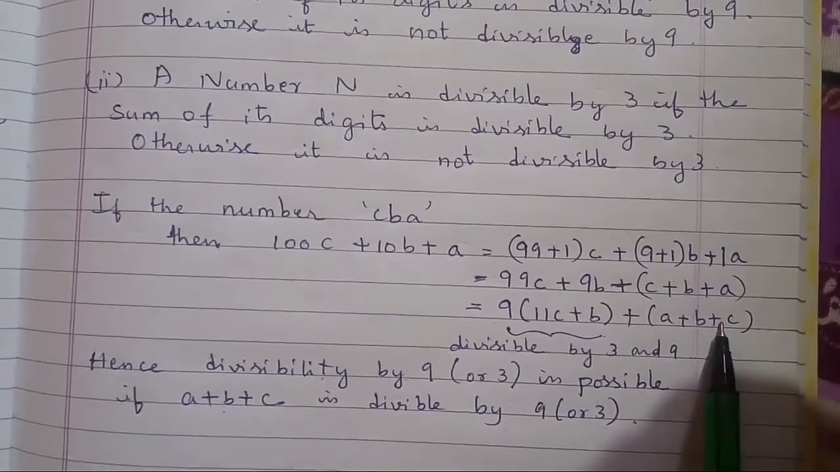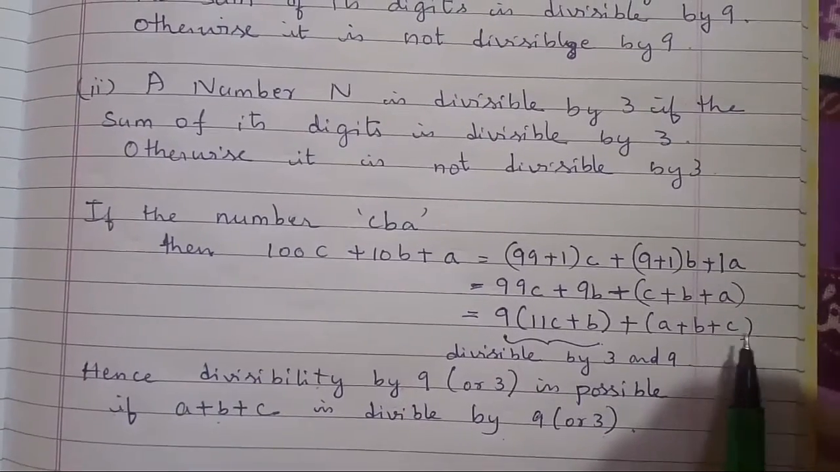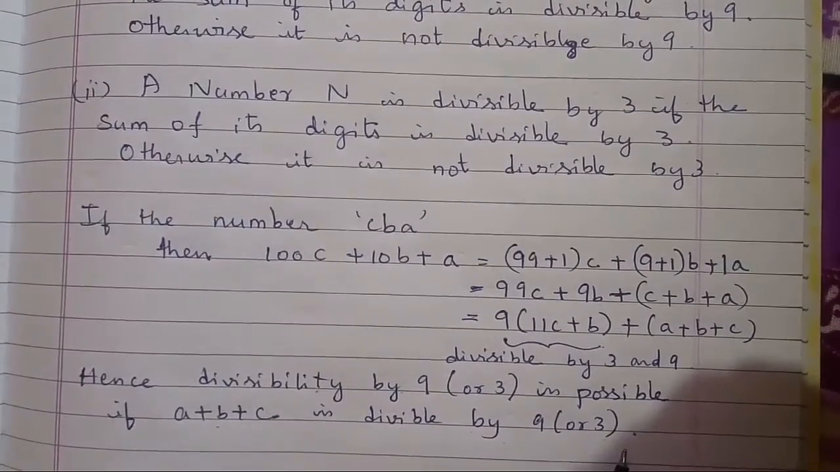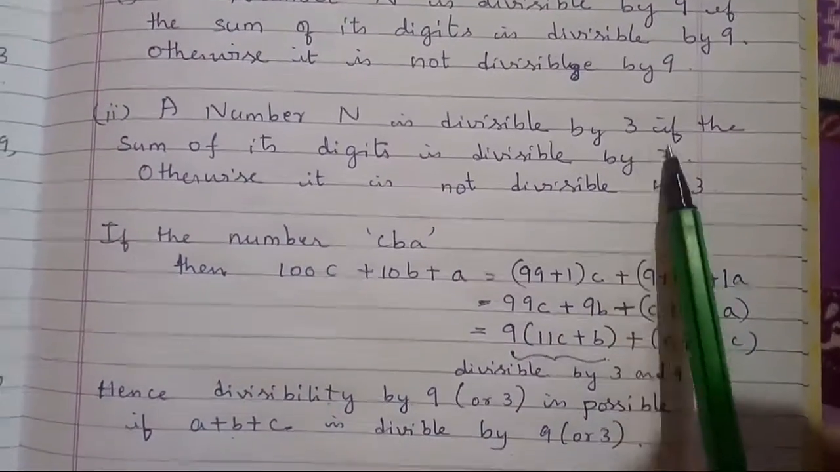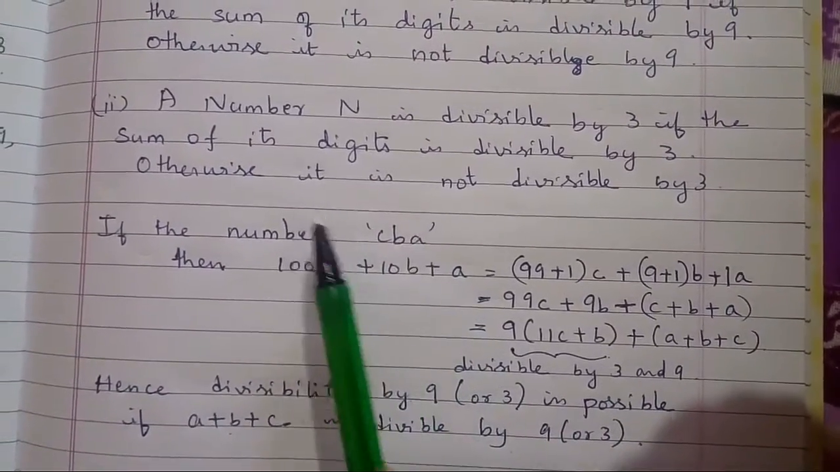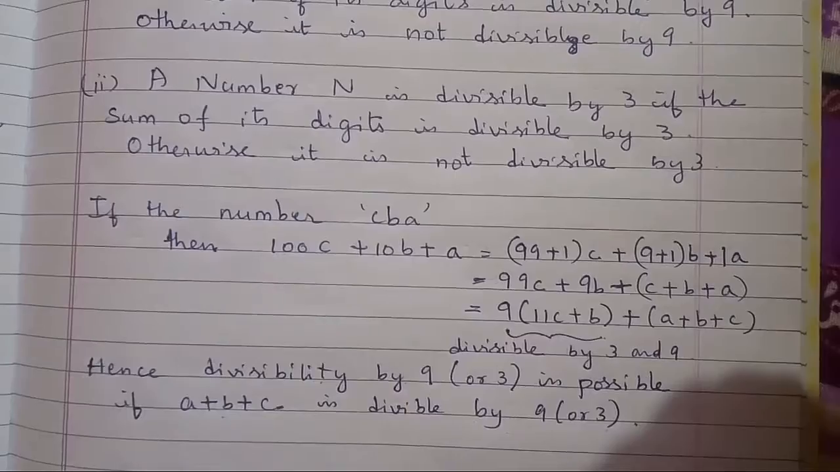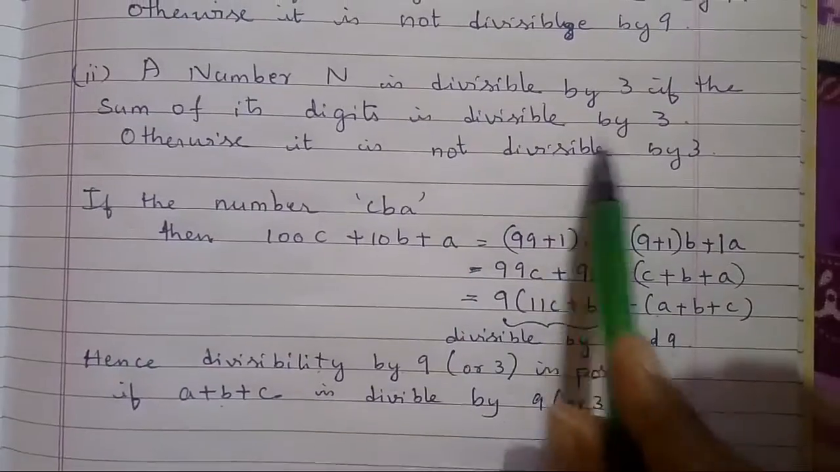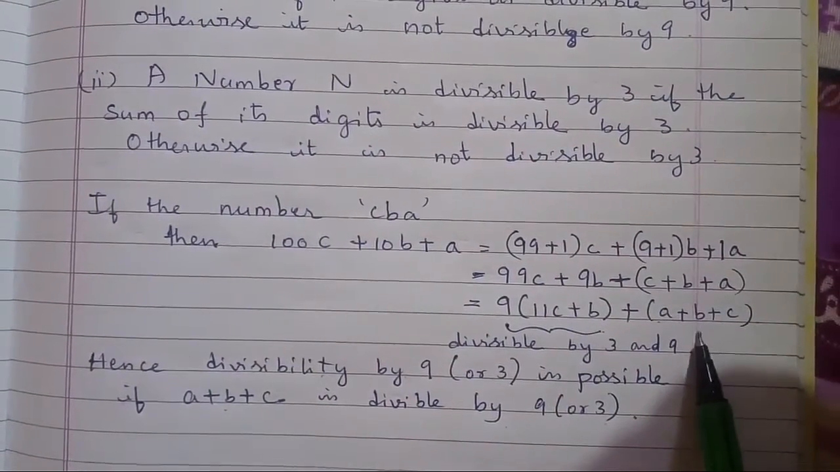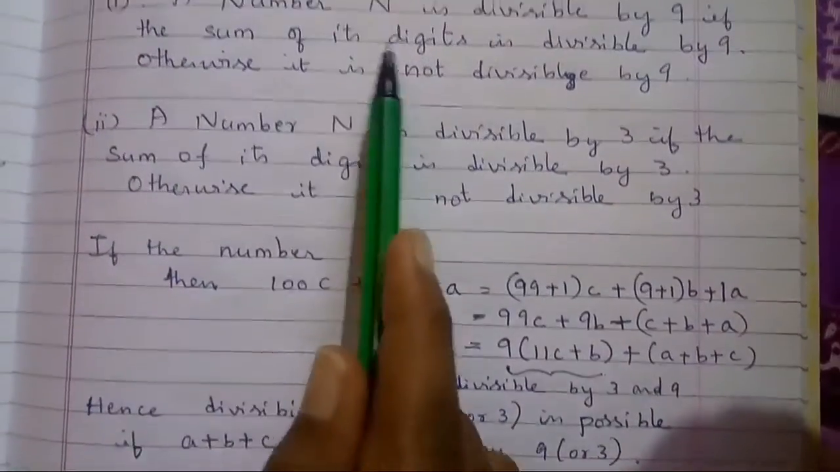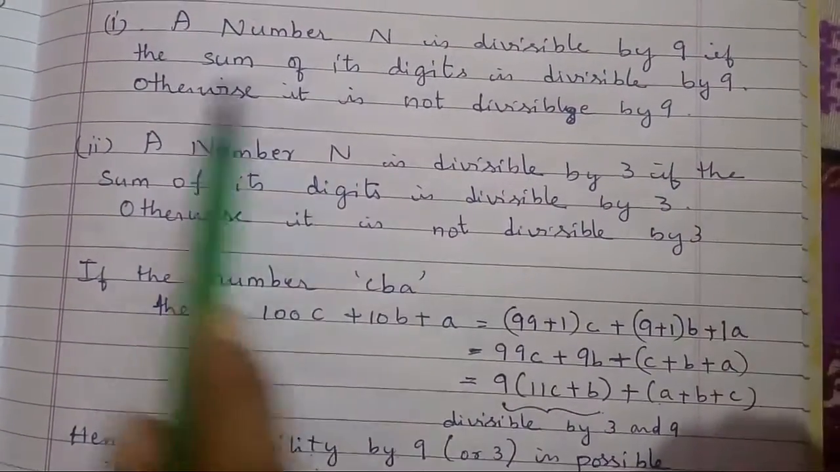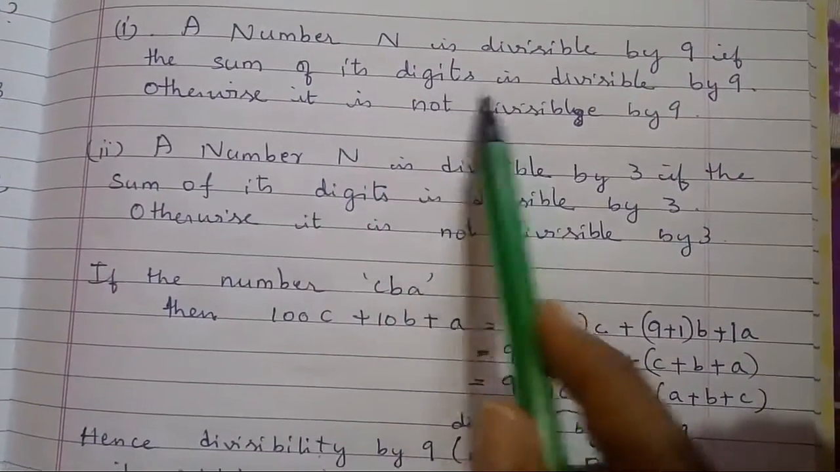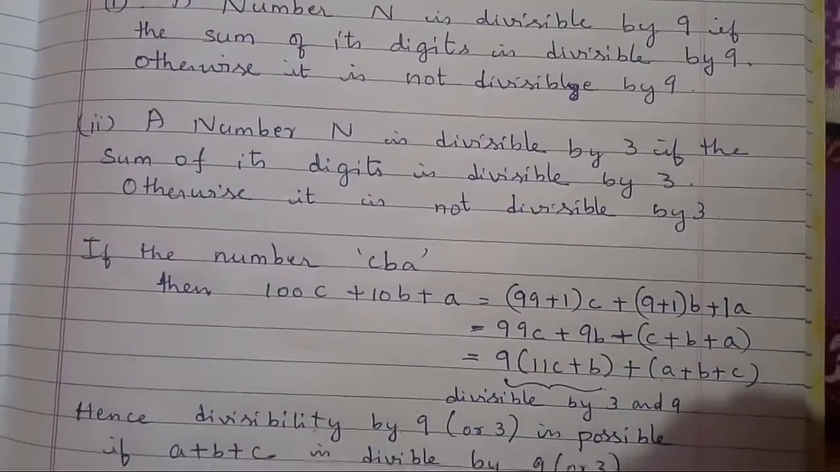We have taken a sum here, a plus b plus c. This only will be divisible by 9 or 3. That is, a number n is divisible by 3 if the sum of its digits is divisible by 3. Given a number n, that sum only we have to take, that is a plus b plus the sum of its digits is divisible by 3. Similarly, a number n is divisible by 9 if the sum of its digits is divisible by 9. Otherwise, it is not divisible by 9 or 3.